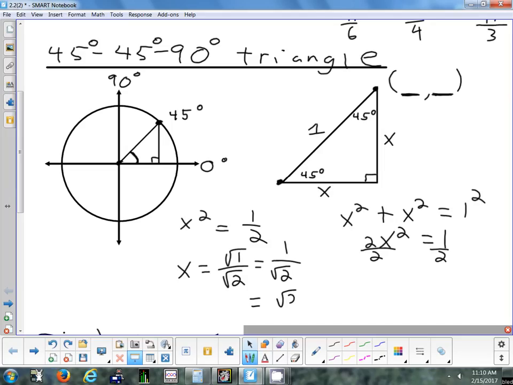So when you do that, multiply by square root of 2 in the top, you get square root of 2. What if you multiply the bottom by square root of 2? What do you get? 2. And that's x. Right? So now we know the length of this side is square root 2 over 2, and the height is square root 2 over 2. So how would I write my coordinate to get from the origin over and up to that point? What would be my coordinate?